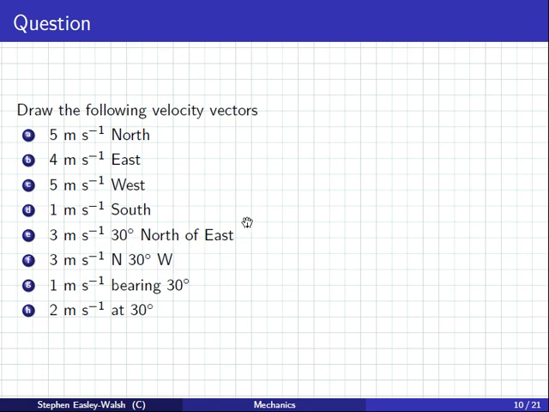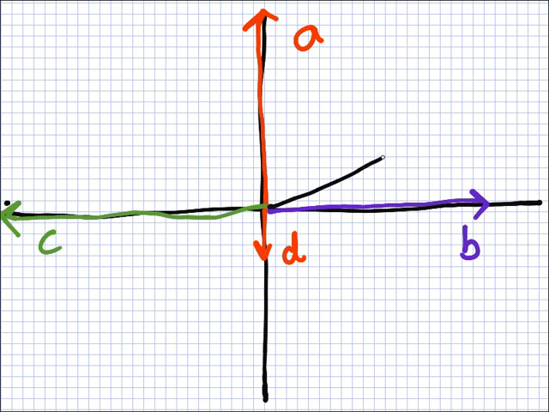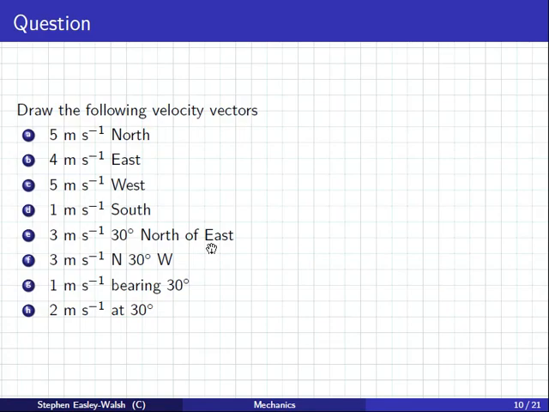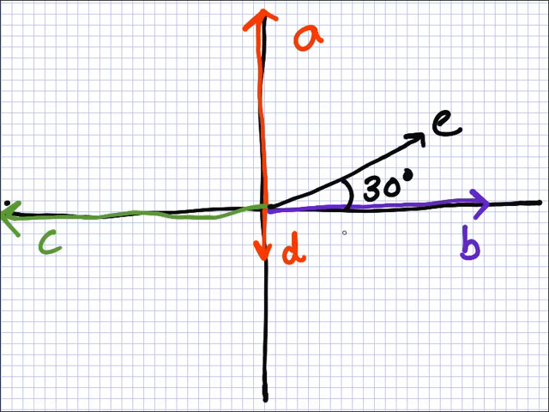North of east means this. That word there is important. North of the east. Above the east. East is the other side. Yeah? Okay, now.